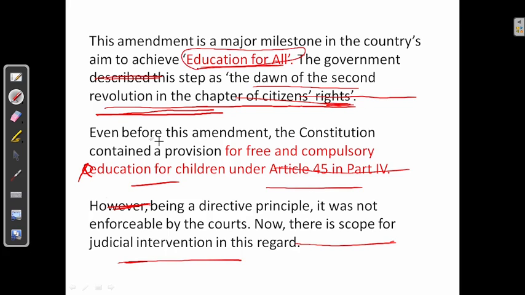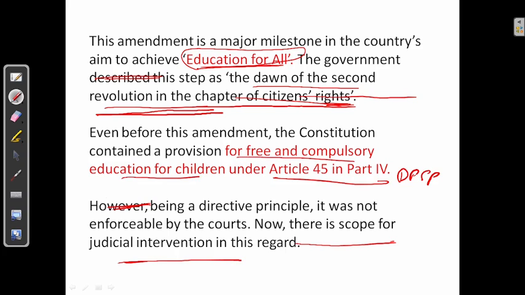Education for all. Next, even before this amendment, the Constitution contained a provision for free and compulsory education to children under Article 45 in Part 4, that is the DPSPs. But as it was under Part 4, it was not enforceable by the court. Later, Article 21A was included by the 86th Constitutional Amendment Act of 2002.